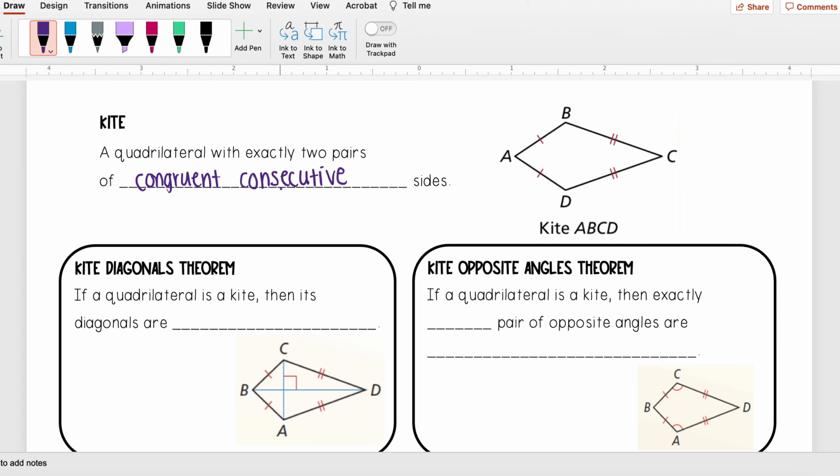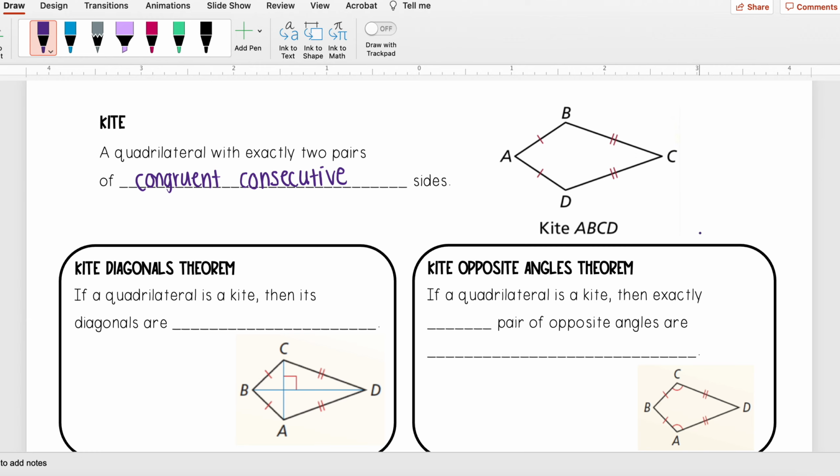So before we were looking at shapes like the parallelogram, rectangle, etc., where the opposite sides were congruent. Now we instead have sides that are right next to each other that are congruent. So I see here I have AB is congruent to AD, and then BC is congruent to DC. And so that makes that typical kite shape that we're all used to seeing.